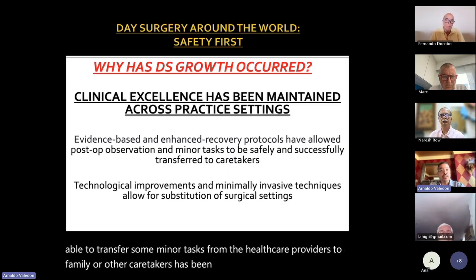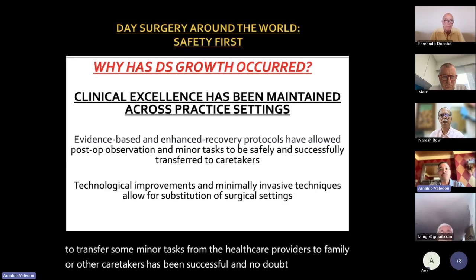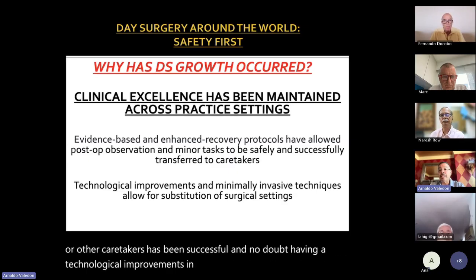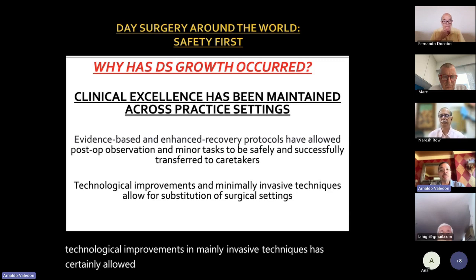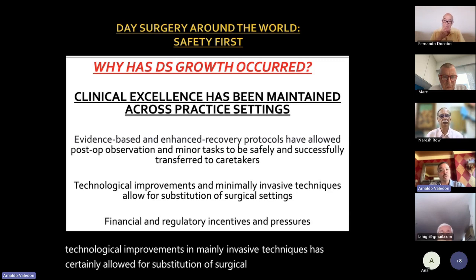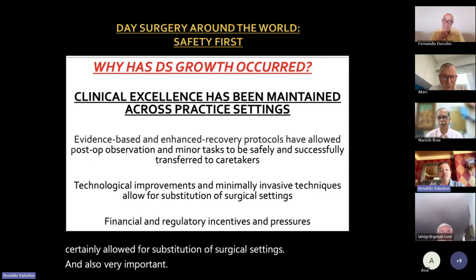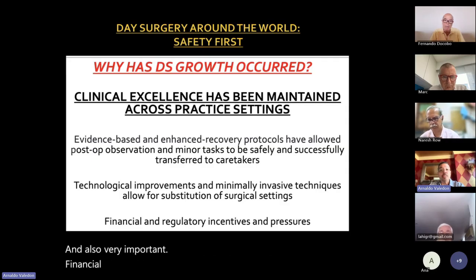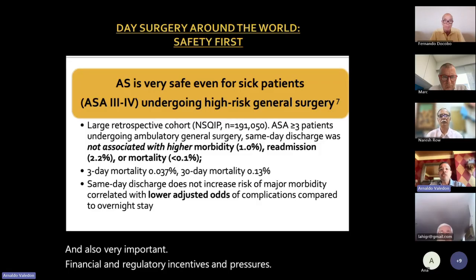And no doubt, having technological improvements and minimally invasive techniques has certainly allowed for substitution of surgical settings, and also, very important, financial and regulatory incentives and pressures. Just a little more data.